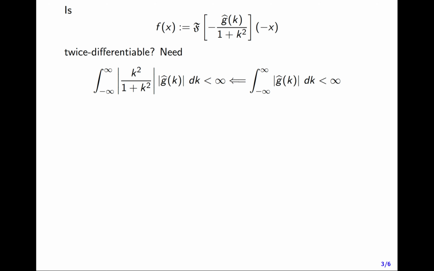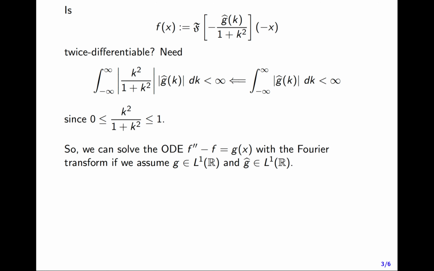Well, that happens because I know the integral from minus infinity to infinity of the modulus of g hat converges, since this factor k squared over 1 plus k squared is always between 0 and 1. So I should say this happens if g hat is improperly integrable. Remember, we assumed at the start that g was in L1, and now if we assume that g hat is also in L1, then we get this good convergence of the integral of k squared over 1 plus k squared times the modulus of g hat. And so we can solve the ODE.